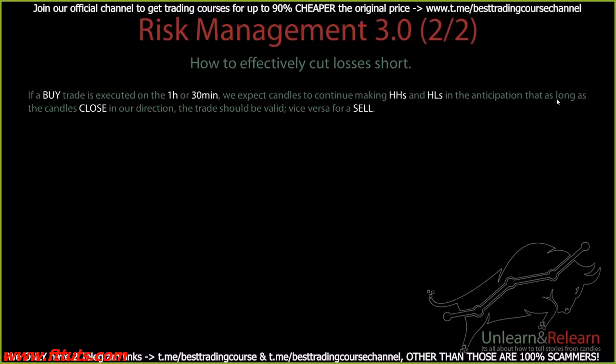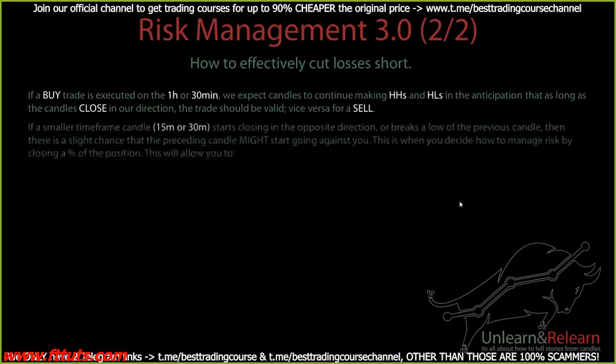In the anticipation that as long as the candles close in our direction, the trade should be valid, and vice versa for sell. As long as candles keep on closing bullish, or keep respecting their higher highs and higher lows, this means price should continue going our way. Now, the other way around, if a smaller time frame candle starts closing in the opposite direction or breaks the low of the previous candle, then there's a slight chance that the preceding candle might start going against you.